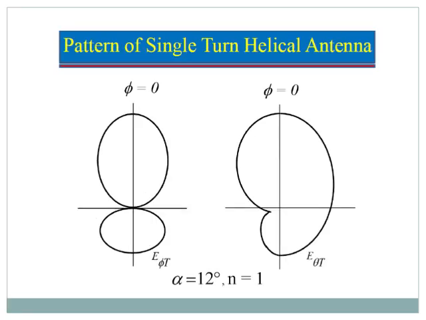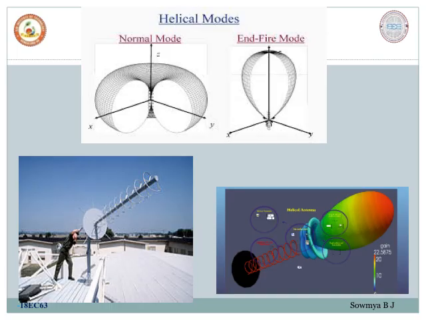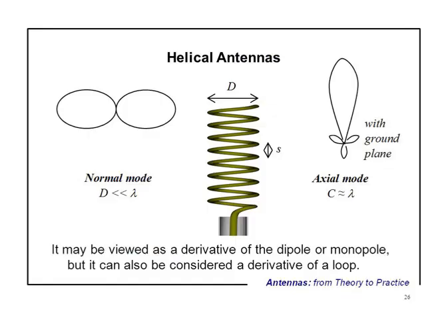This is the pattern of a single turn helical antenna. These two represent the normal mode and the end fire mode. This is how the end fire mode radiation pattern looks, and this one represents the normal mode, which is a broader one. This is the practical representation of the helical antenna and its radiation pattern. Again, this slide is with respect to the normal mode and the axial mode. This is the radiation pattern of the normal mode, and this is the radiation pattern of the axial mode. It may be viewed as a derivative of the dipole or the monopole, but it can also be considered a derivative of a loop.